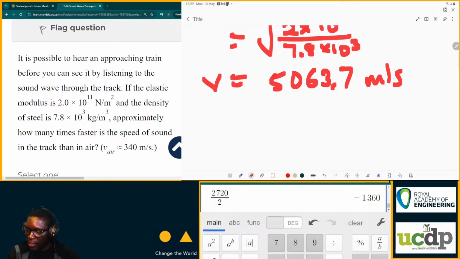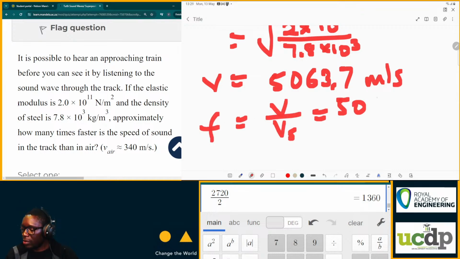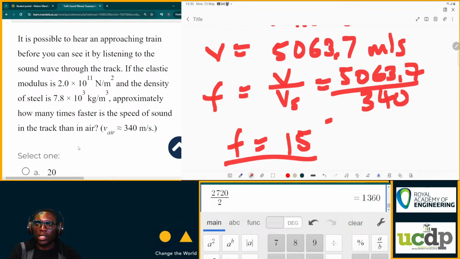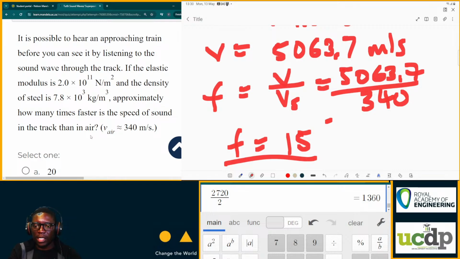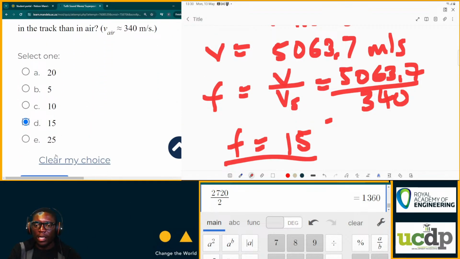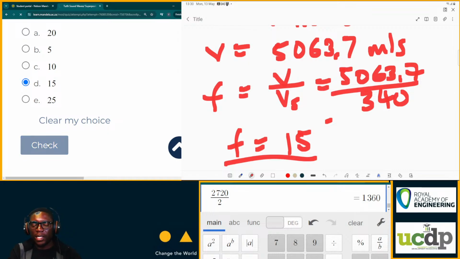And how many times is this to the speed of sound? The factor is V over Vs, which is 5063.7 over 340 meters per second. The factor has no units, so divide everything by 340. We get 14.89, which is 15 times. So the sound moves 15 times faster inside the track than it would move in air. And there we are, we have 15 there.